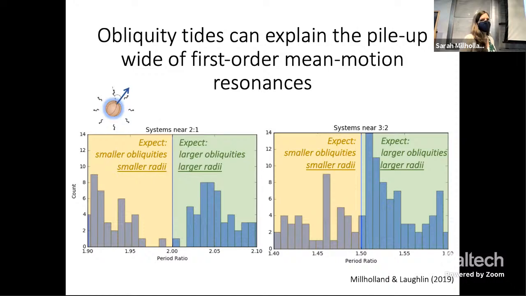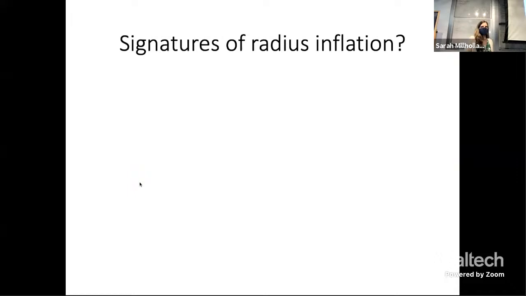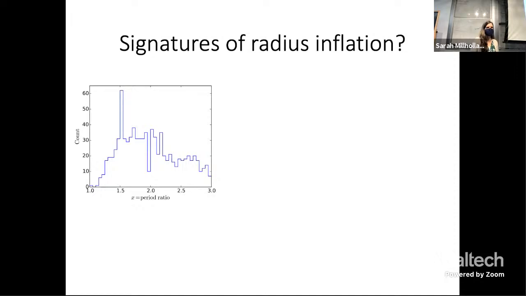So to examine this hypothesis of whether these planets wider of resonance do indeed have larger average radii, we can look at how the planetary radii compare across the entire period ratio distribution. So here's the period ratio distribution again, just very coarsely binned into bins of width 0.05. And we can look at adjacent bins pulled from this period ratio distribution. So here is an example of just two randomly selected adjacent bins.